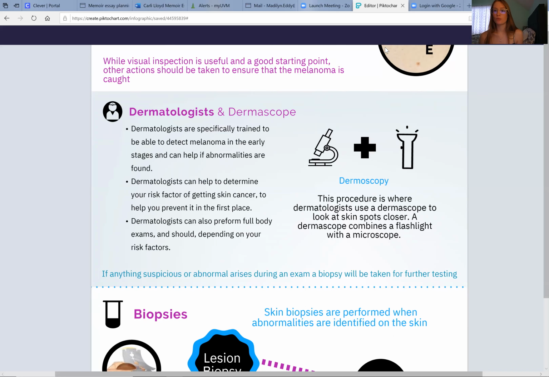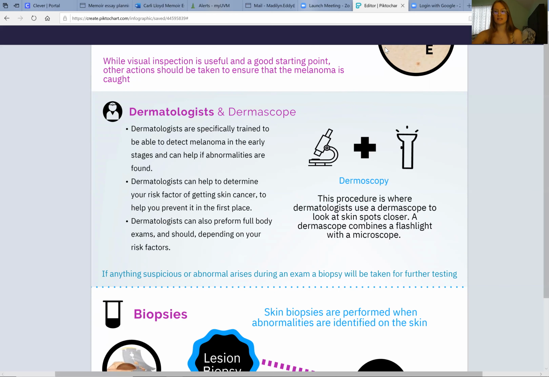One of the more common procedures is a full body exam, where they go over your body and look for any abnormal spots, moles, and they keep doing that regularly to see how they evolve. Depending on your risk factors, this should be done very regularly. And then if something needs a closer look, they will use a dermoscope, which is part of the procedure called a dermoscopy. And this procedure looks closely at your moles, and this tool combines a flashlight with a microscope. And if anything abnormal arises from that exam, a biopsy will be taken to test.